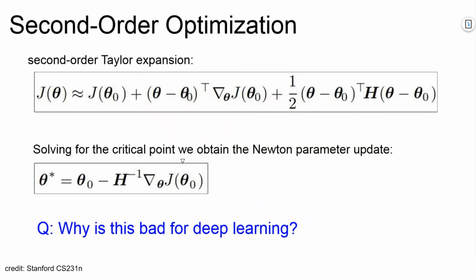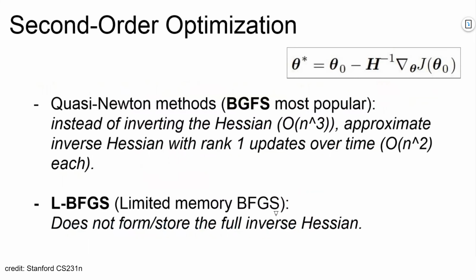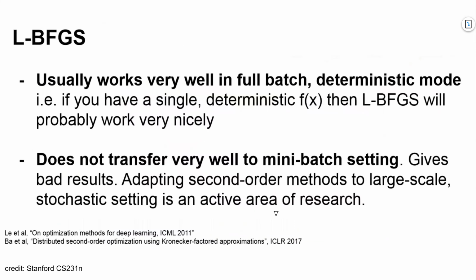However, second order Taylor expansion requires the Hessian, and the Hessian is quite hard to calculate. So this is not good for deep learning. The Hessian takes O(n squared) elements, and inverting takes n cubed. However, we have tens to hundreds of millions of parameters, and that's not feasible. Okay, let's just skip this part.